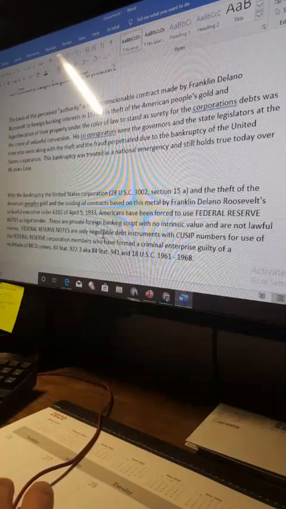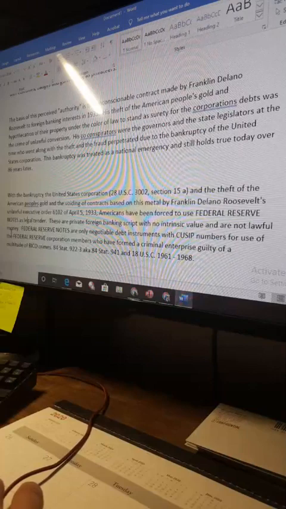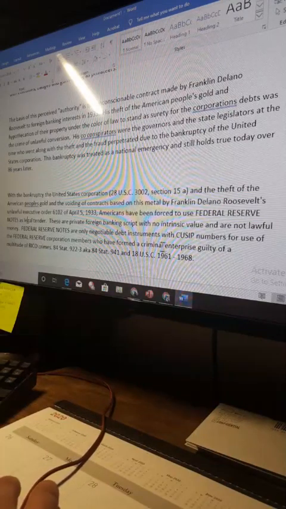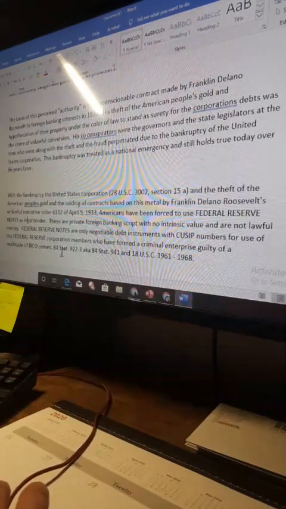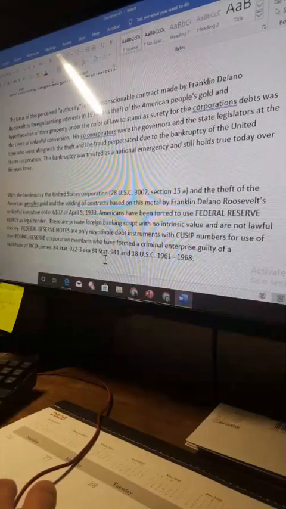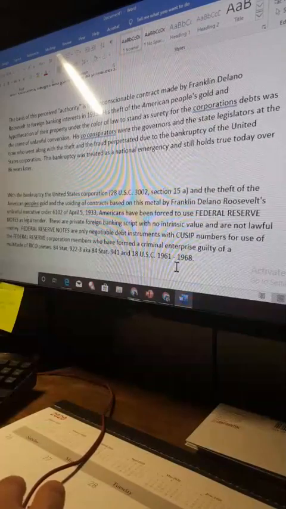Federal Reserve notes are only negotiable debt instruments with CUSIP numbers for use of the Federal Reserve Corporation members who have formed a criminal enterprise guilty of a multitude of RICO crimes. 84 Stat 922-3, aka 84 Stat 941, and Title 18 USC 1961 through 1968.